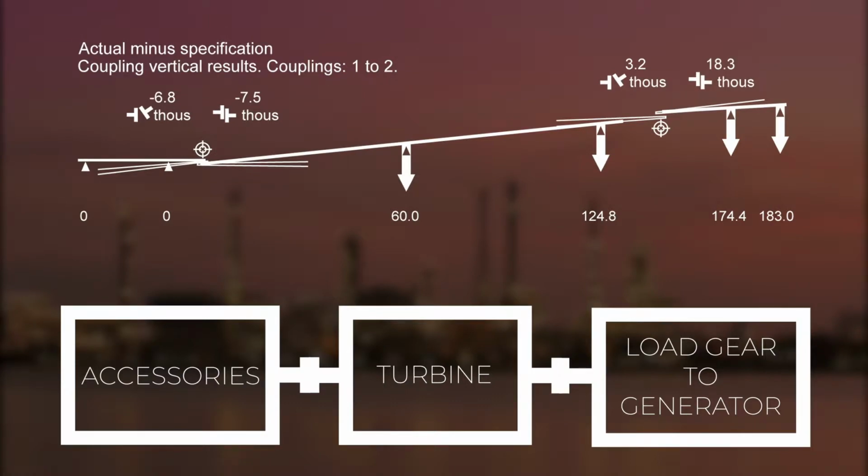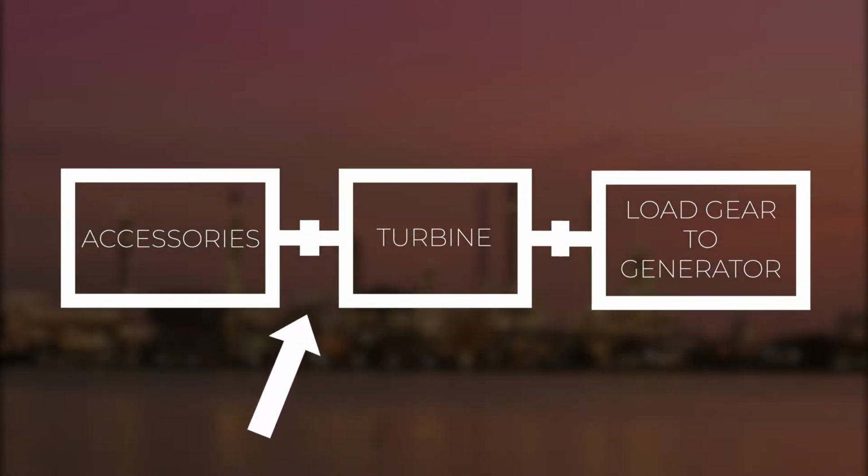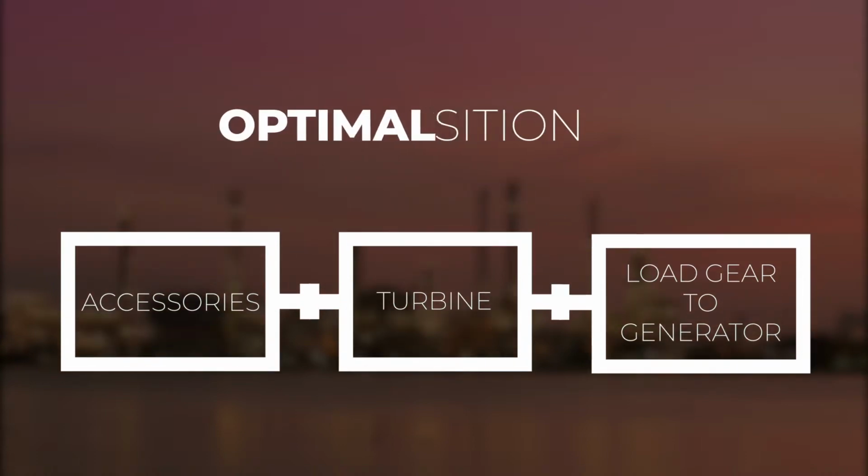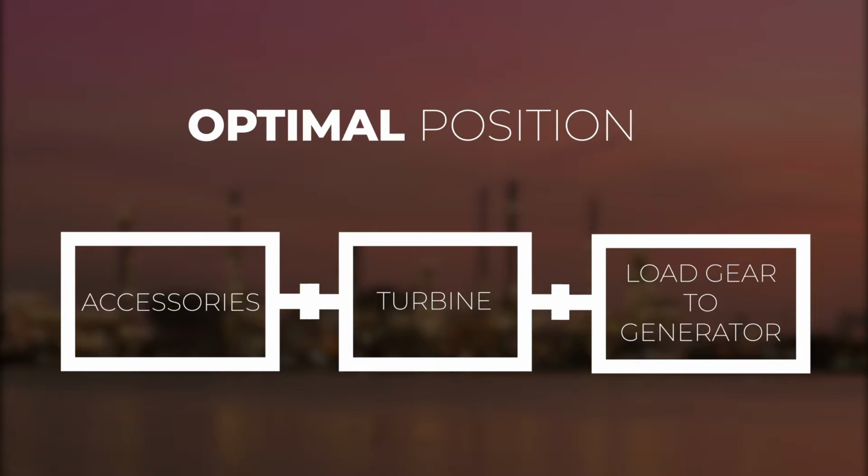Then, we incorporate the coupling targets. We will have a target for the accessory to turbine coupling, and also a target for the turbine to the load gear coupling. We must consider our as-found readings by combining them with these targets. Based off that line, we will be able to make all alignment calculations to move the machine train to the optimal alignment position. Always make as few moves as possible.